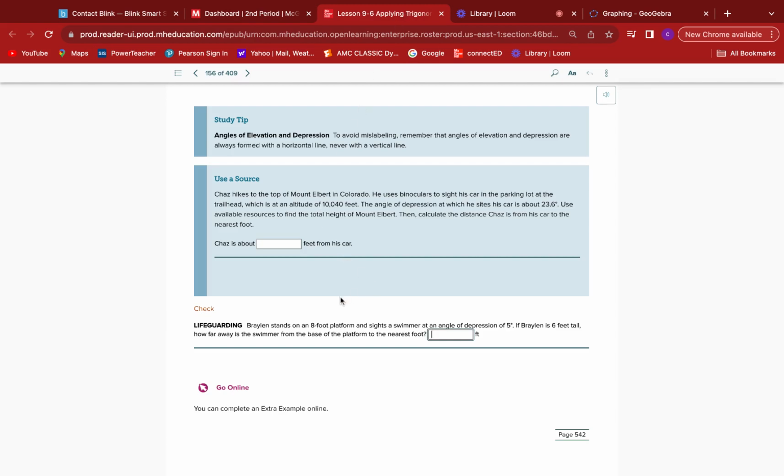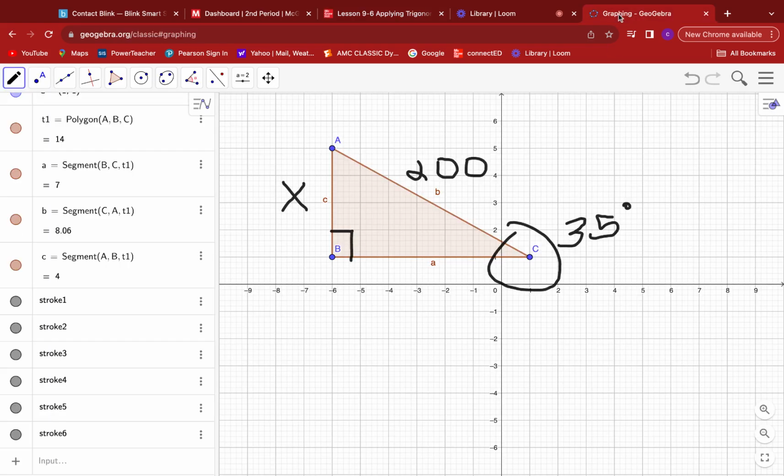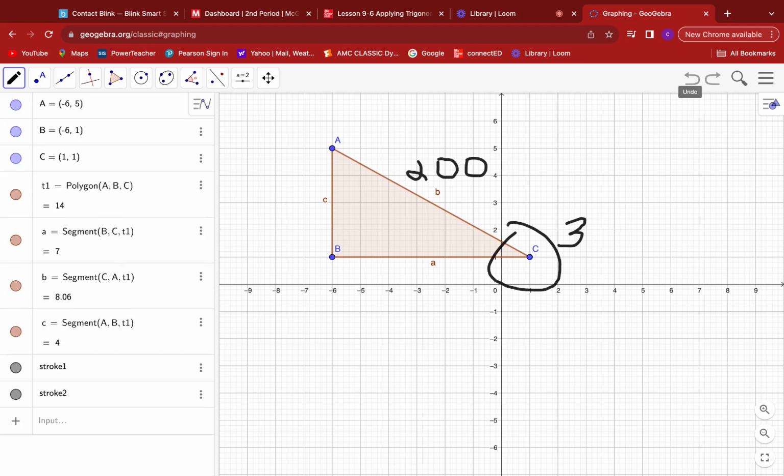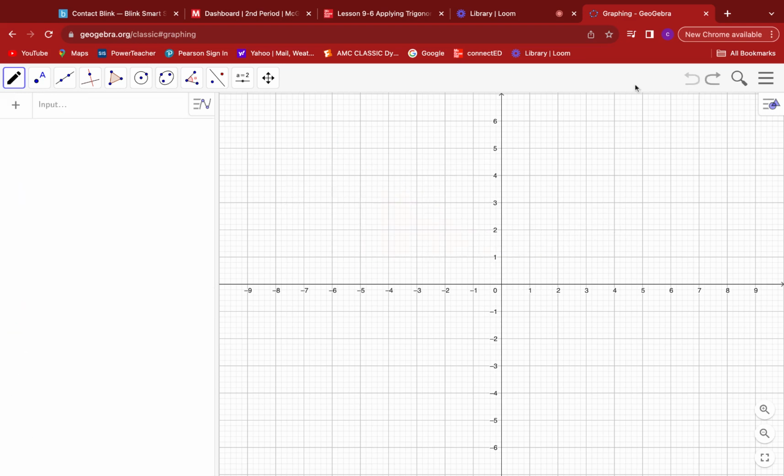Let's see here. Braylon's on an 8-foot platform, sights a swimmer at an angle of depression of 5 degrees. Braylon is 6 feet tall. How far is the swimmer from the base of the platform, to the nearest foot? Okay, I know most of you guys are visual people, so let me give you something to look at. So a dude is standing on a platform.